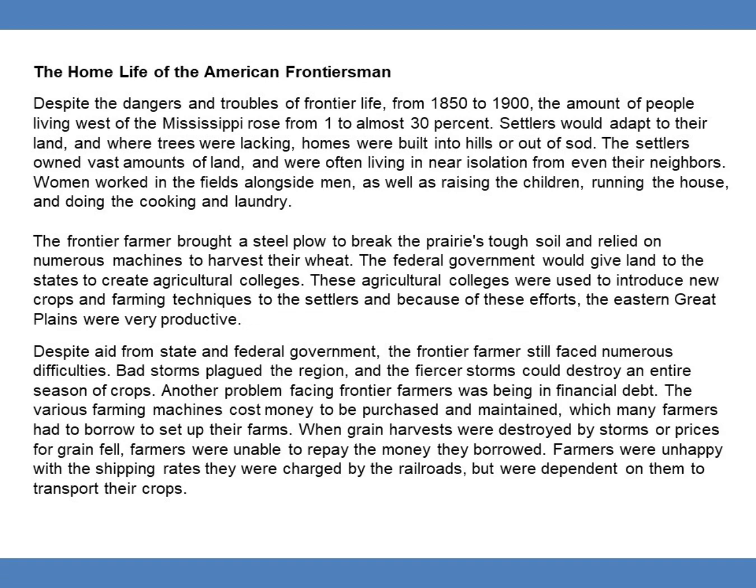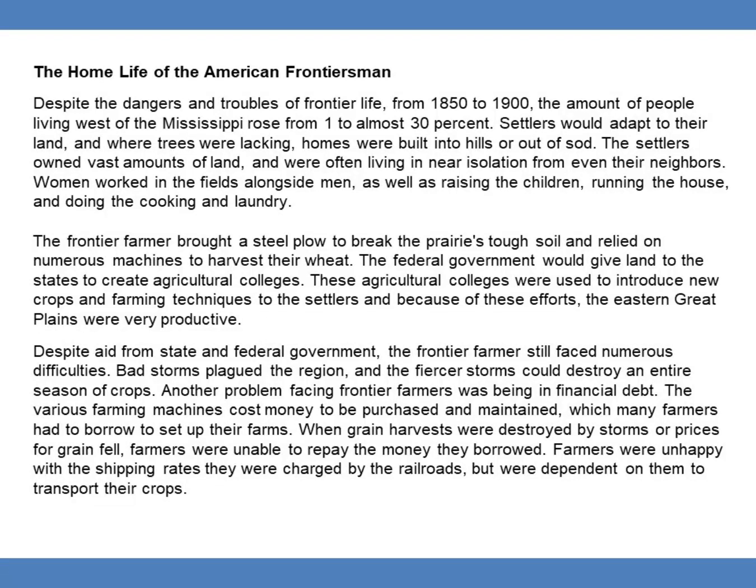Women worked in the fields alongside men, as well as raising the children, running the house, and doing the cooking and laundry. The frontier farmer brought a steel plow to break the prairie's tough soil and relied on numerous machines to harvest their wheat. The federal government would give land to the states to create agricultural colleges. These agricultural colleges were used to introduce new crops and farming techniques to the settlers, and because of these efforts, the eastern Great Plains were very productive.